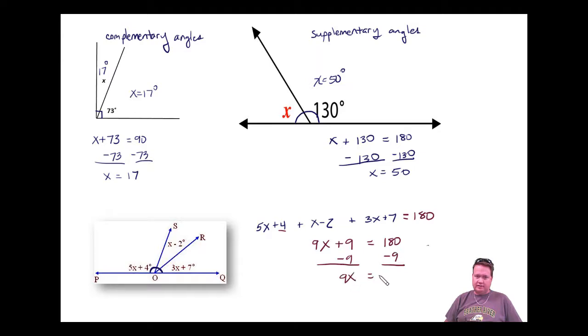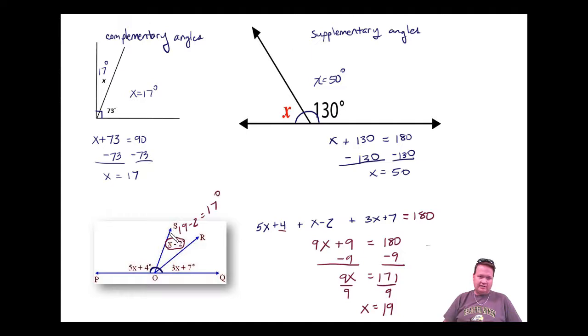9x equals, that's 171. And when I divide by 9, 9 goes into 171, it looks like it's going to be 19 times. So x is 19. I need to go figure out all these different angles. So if x is 19, this first one will be pretty simple. This right here just says x take away 2, so 19 take away 2. That little one is 17 degrees.